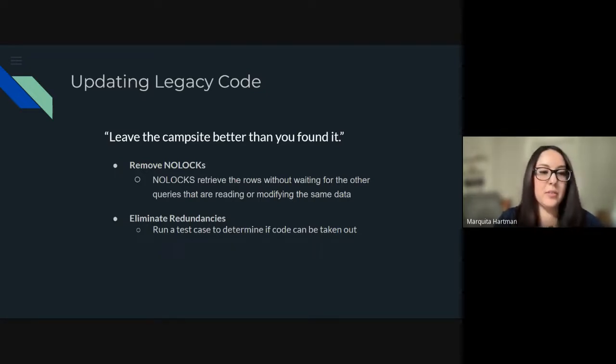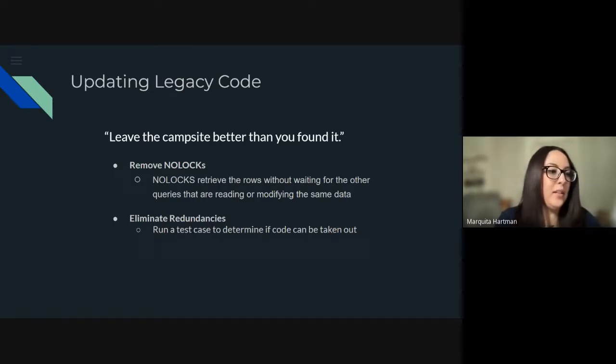But there are some small fixes you can do when you're inside the code. So one of the easiest things that we do is we remove no locks that load the tables. So all we do is we do a find on the word no lock and just delete it. So no locks retrieve the rows without waiting for the other queries that are reading. So you may get a bad read or bad data. So it's considered a bad practice that you should generally avoid. And then another simple fix is to look for redundancies.